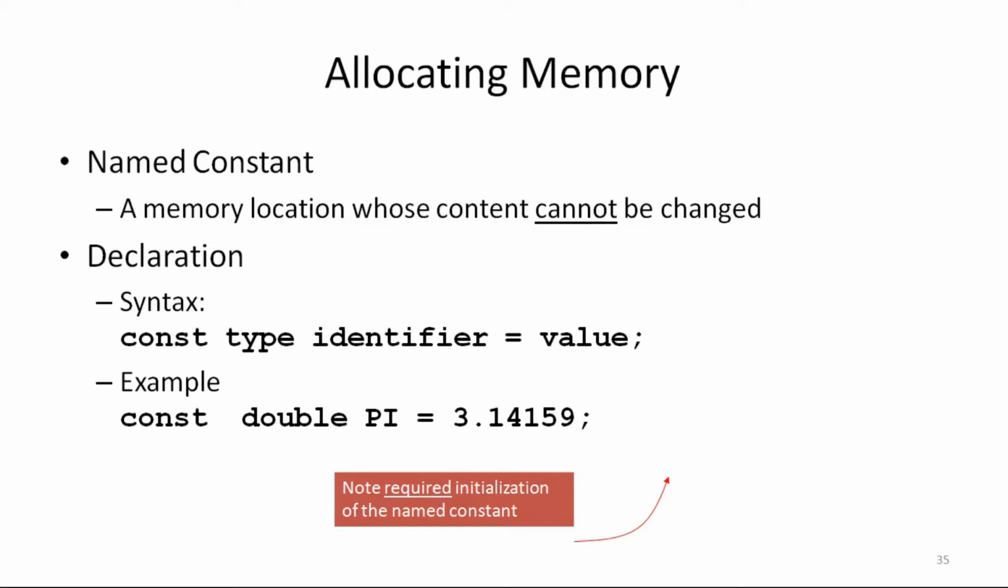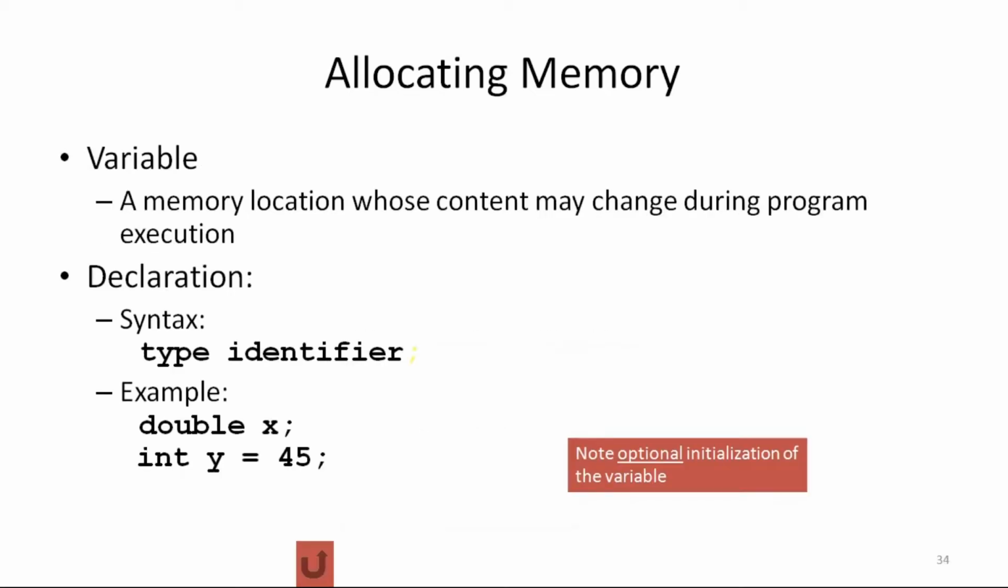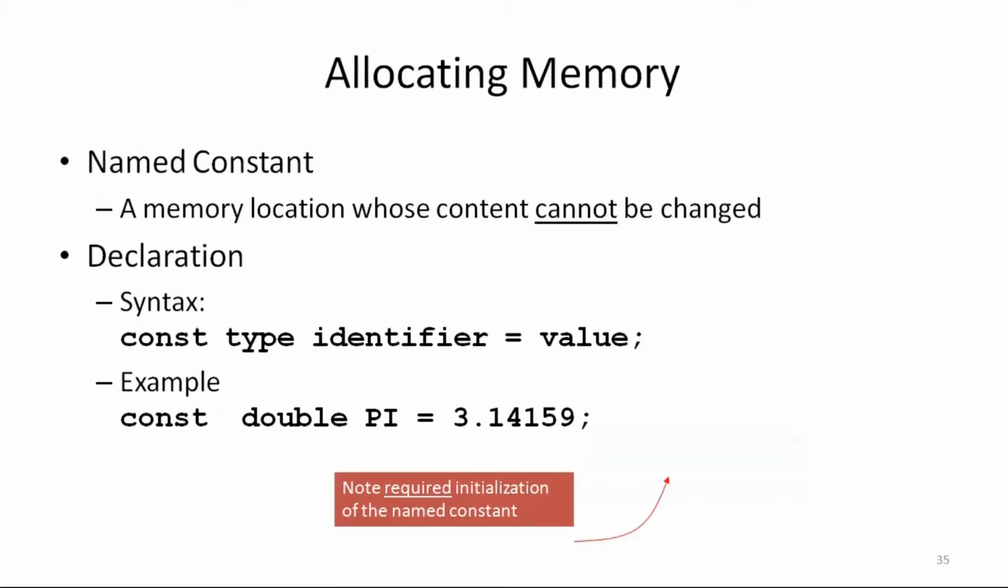Named constant. What is a constant? A memory location whose content cannot be changed. When we say variable, the memory location's content may change during the program execution. When our program is executed, if it is a variable, it changes. If it is a constant, the memory location is a named constant and cannot be changed. A variable's memory location, however, can be changed during the program execution.